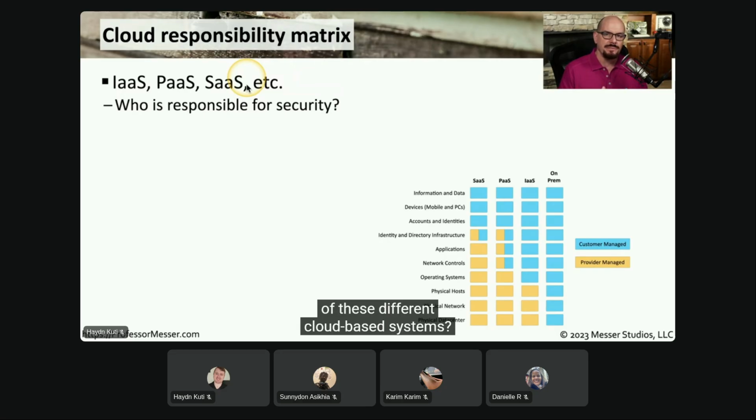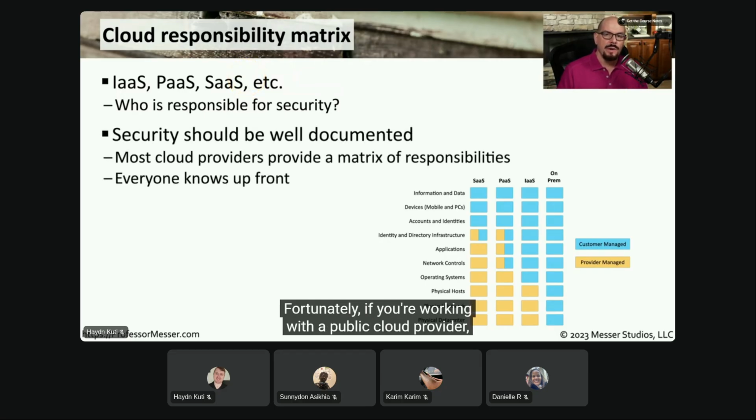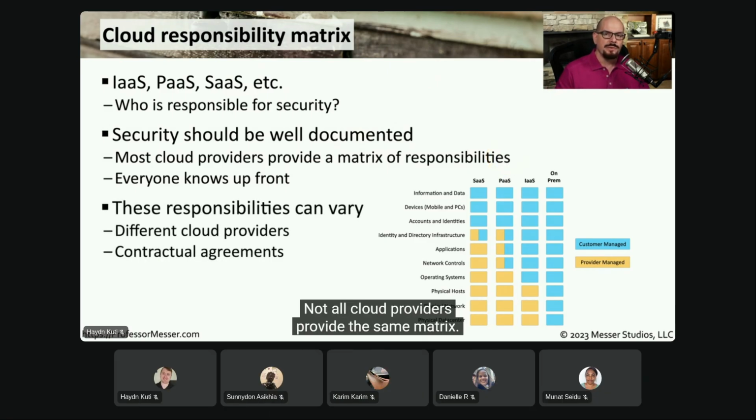Fortunately, if you're working with a public cloud provider, they are probably going to provide you with a matrix of responsibilities. This will clearly show who's responsible for the different aspects of the technologies running in the cloud. Not all cloud providers provide the same matrix. There may be differences depending on the cloud provider that you're using. And you might have a contract with a cloud provider that modifies the default matrix of responsibilities to better fit the needs of that contract.